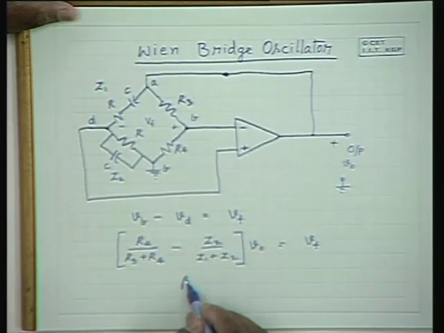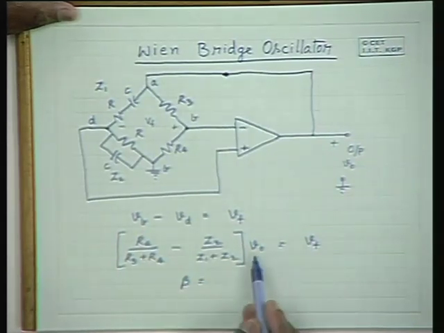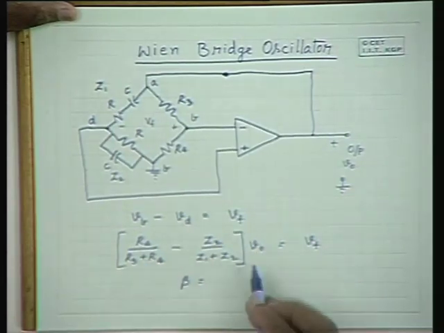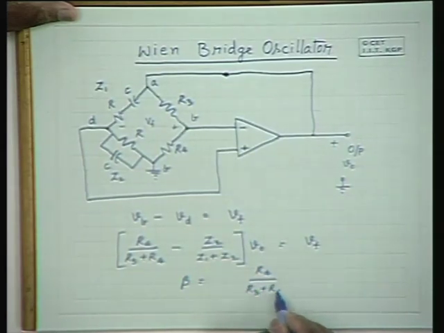Therefore, in this circuit, what is beta? So beta is equal to Vf by V naught, and that is equal to R4 by R3 plus R4 minus Z2 by Z1 plus Z2.